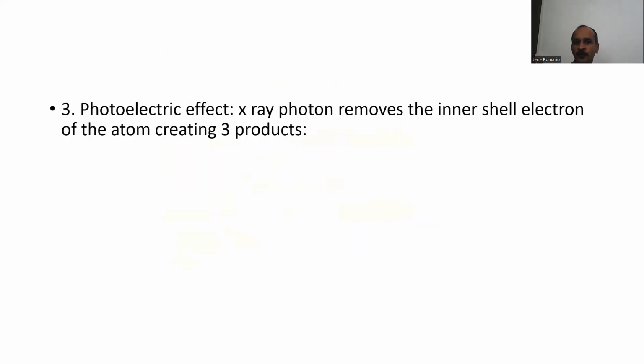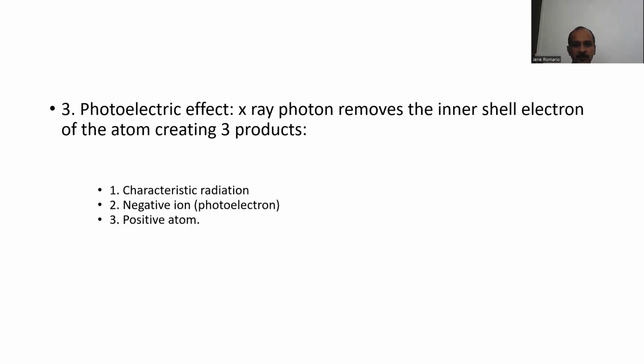And third one is the photoelectric effect. It is something like the characteristic radiation we have studied. In the photoelectric effect, the X-ray photon removes an inner shell electron, that is, a K shell electron will be removed by the X-ray photon. The energy of the X-ray is so high that it can remove the K shell electron. Then three things can happen, three products.